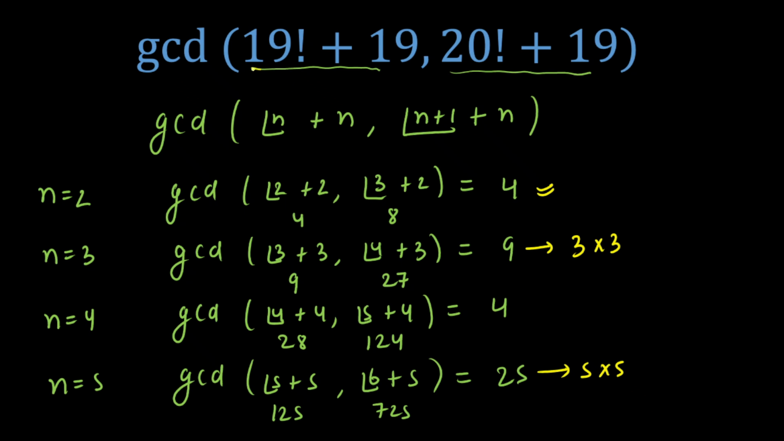And in this case, we want to calculate GCD of 19 factorial plus 19 and 20 factorial plus 19. In this case, n is equal to 19. So our answer is, for n odd, 19 into 19, that is 19 square, and our final answer will be 361. And that'll be all.